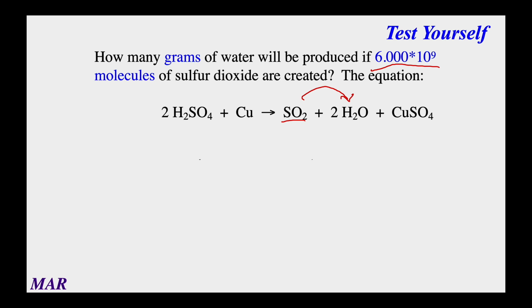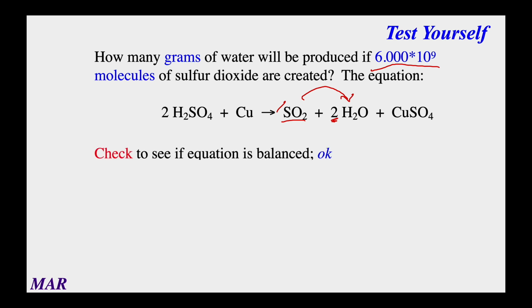We're going to take the molecules of sulfur dioxide and turn it into moles of sulfur dioxide using Avogadro's number. And from there, we can use a relationship between sulfur dioxide and water, which is 1 SO2, invisible 1 right there, for every 2 waters. And then finally, we want to turn moles of water into grams of water, so we'll use the molar mass. So let's get started on this problem.